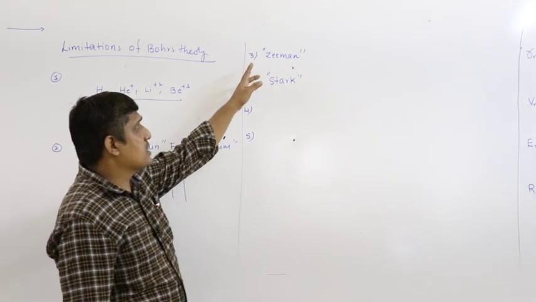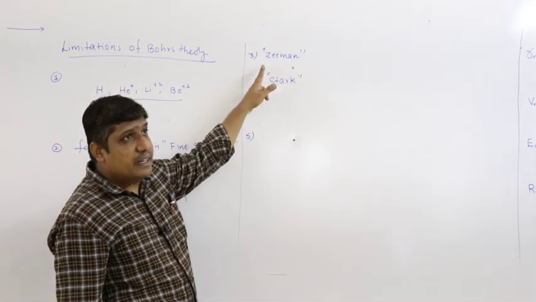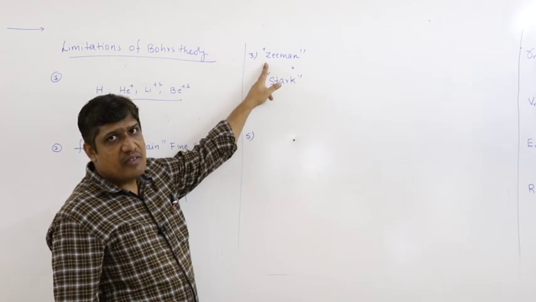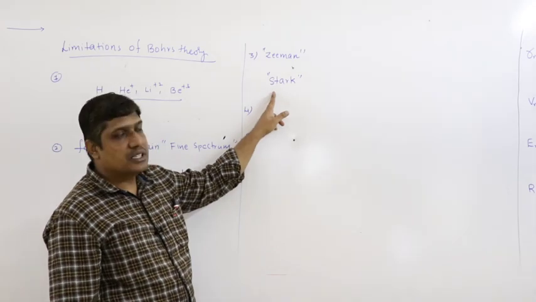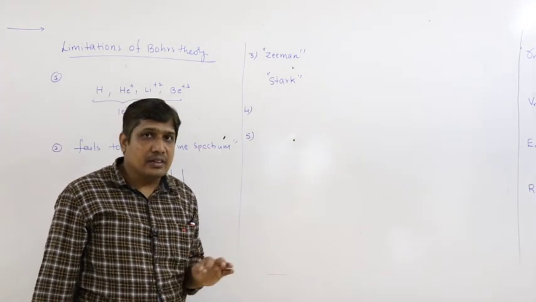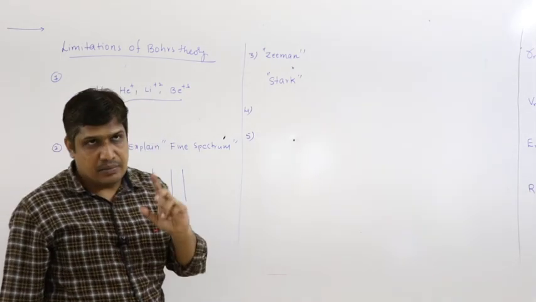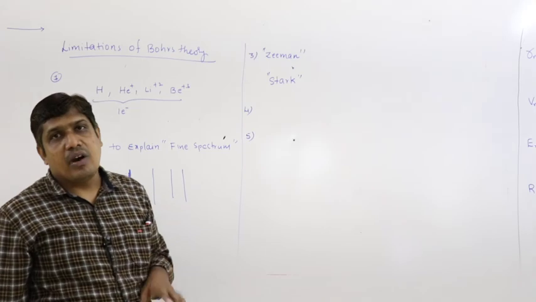This theory fails to explain Zeeman effect and Stark effect. What is Zeeman effect? Splitting of spectral lines in the presence of a magnetic field. What is Stark effect? Splitting of spectral lines in the presence of an electric field. Fourth point, it contradicts the uncertainty principle. Fifth point, it fails to explain chemical bond formation.